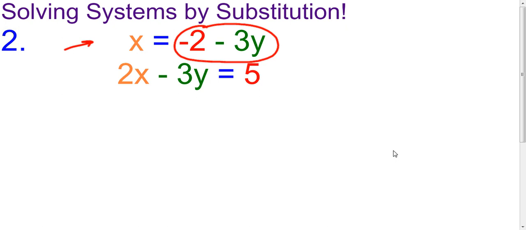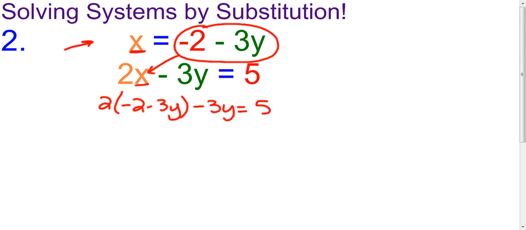I'm going to circle the opposite side, and then I am going to go to the other equation, and because this is x right here, x and the quantity negative 2 minus 3y are equal to each other. So wherever I see an x, I can replace it with negative 2 minus 3y. You want to make sure, though, that you do that in the opposite equation. Don't try to replace it in the same equation or it won't work, okay? So I go to the opposite equation. I can replace the x with negative 2 minus 3y. So I will do that. So I replaced this x with negative 2 minus 3y, and then I will just continue writing the equation.